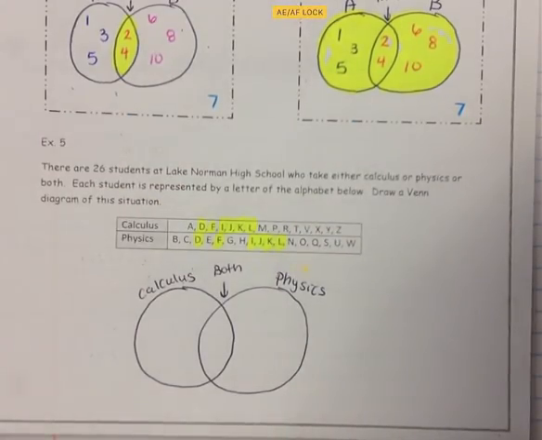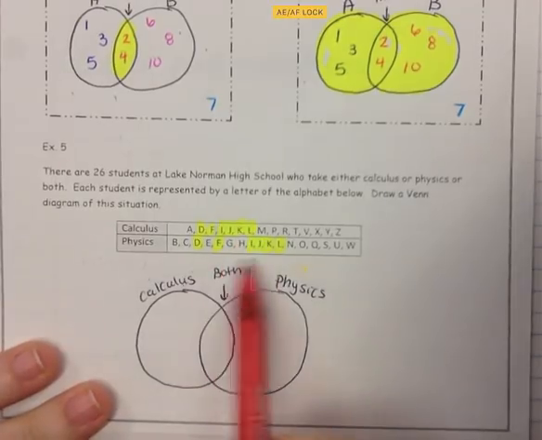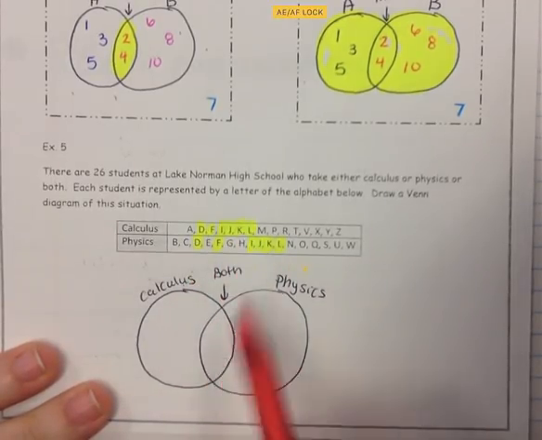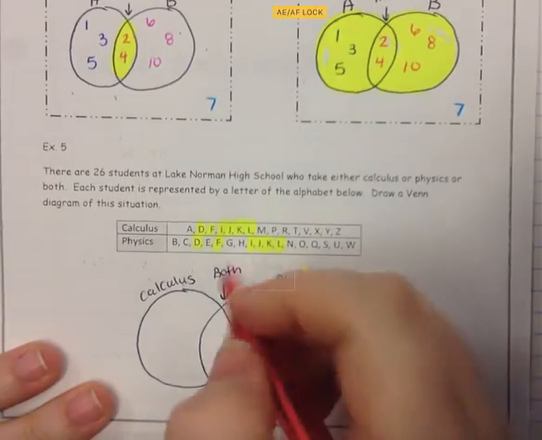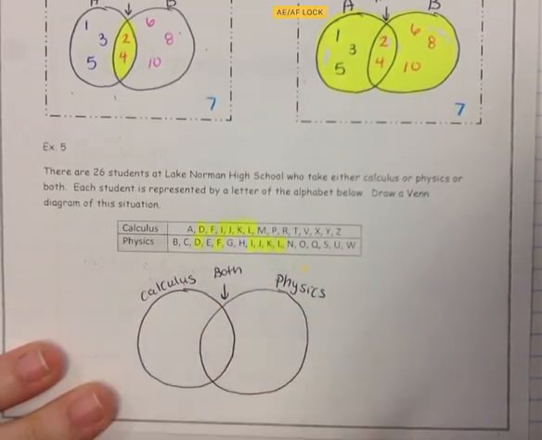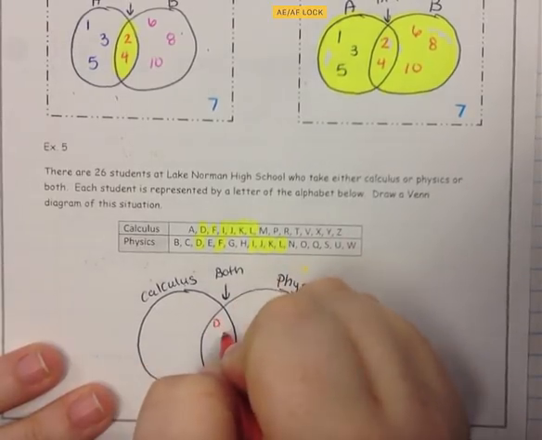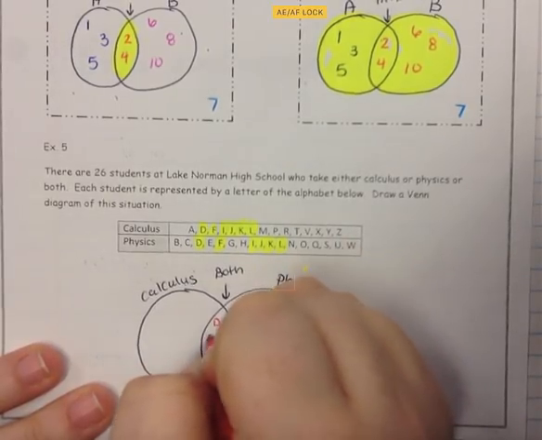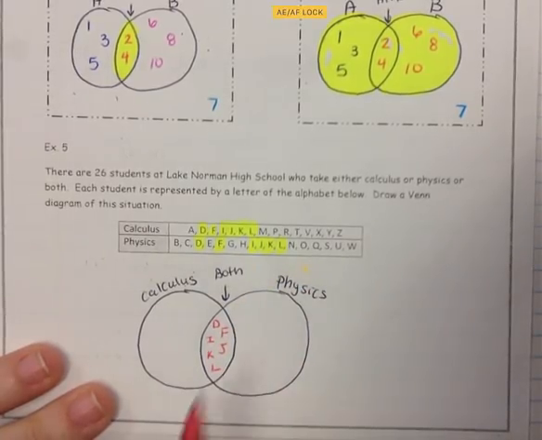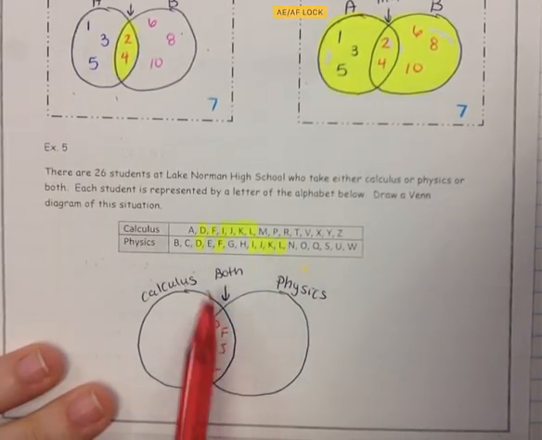So what that means is you take all of these letters, the D, F, I, J, K, L, and you write them in the both, because it's highlighted in both of them. You do not write those letters in the individual ones. So we write out D, F, I, J, K, L. These are the letters that are in both.